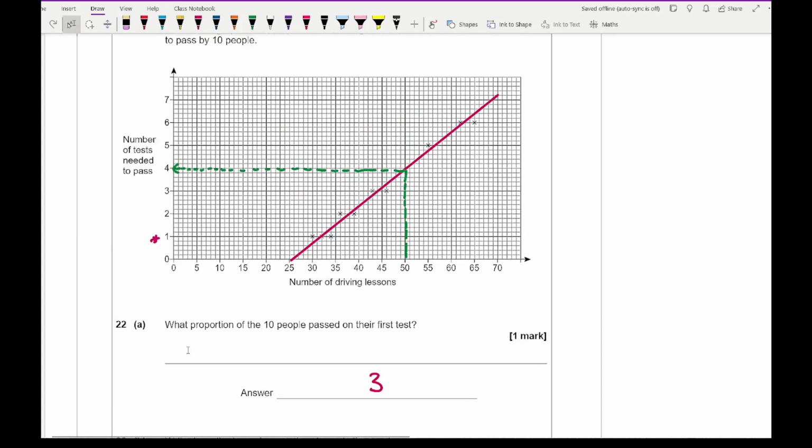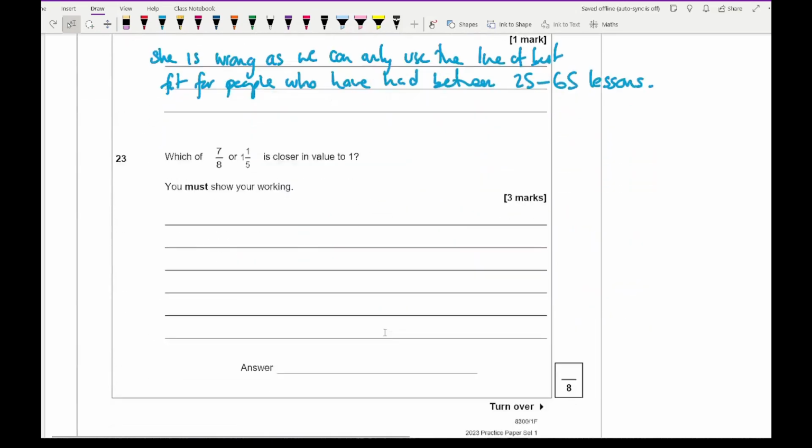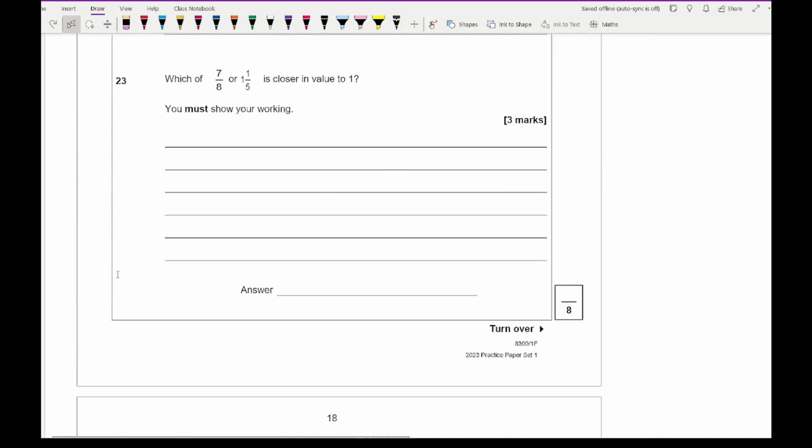You could also say that this only really applies to the 10 people. Another person could be completely different to those 10 people. A person could be more experienced, it could be less experienced. So there's quite a lot of arguments you could write to say that she is wrong. But as long as you state that she is wrong with a valid reason, then that's going to be absolutely fine. Question 23 then says which of 7/8 or 1 1/5 is closer to 1.